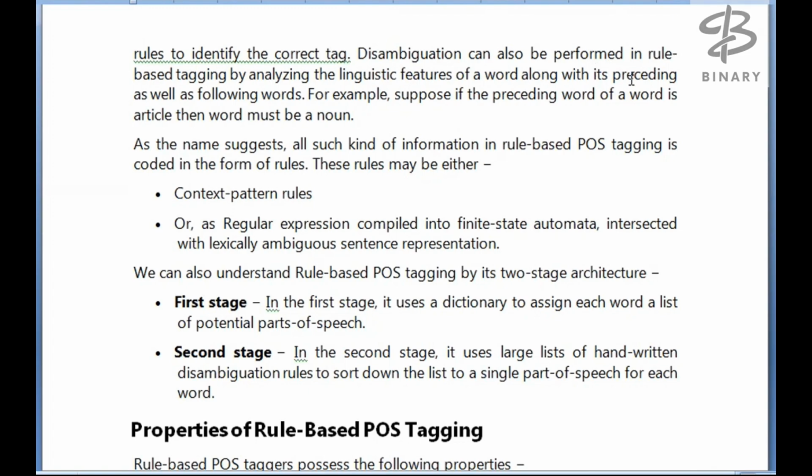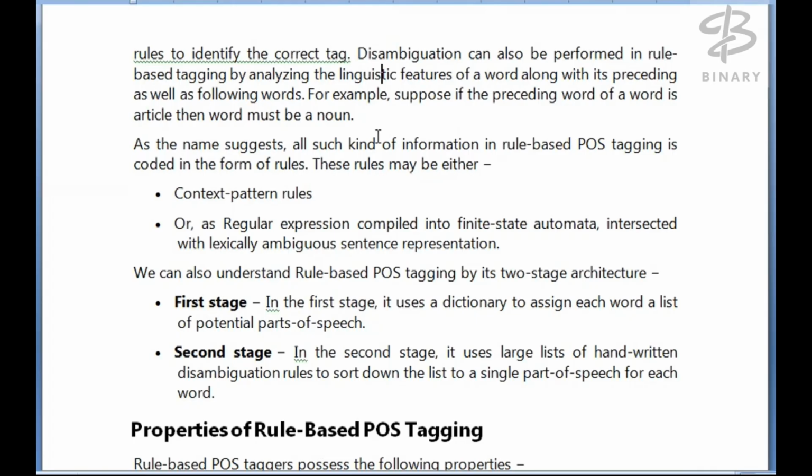Disambiguation can also be performed in rule-based tagging by analyzing the linguistic features of a word along with its preceding as well as following words. So suppose we have a word, and before it there is an article, then the word must be a noun. Suppose article, noun, and then pronoun, then some adjective and so on. So the word after a determiner or article must be a noun actually.